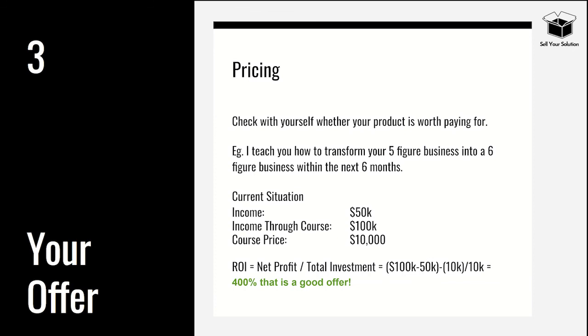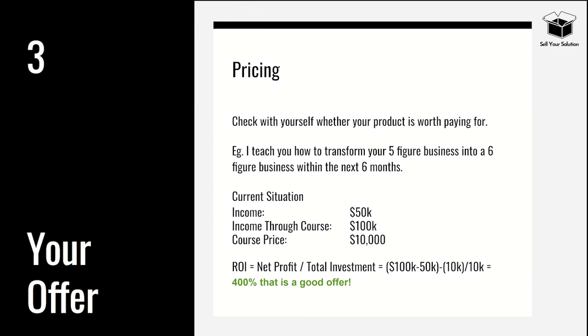And so below I have the return on investment formula for you, the very basic one, which is, return on investment is the net profit divided by the total investment. So we calculate the net profit by taking the revenue. The new revenue for the people is $100,000 because they're going to make that per year, minus the old income, $50,000. So that is $50,000 more every year. And because it's net profit, we have to subtract the course price. That is $10,000. And then we divide it by the total investment, which is $10,000.